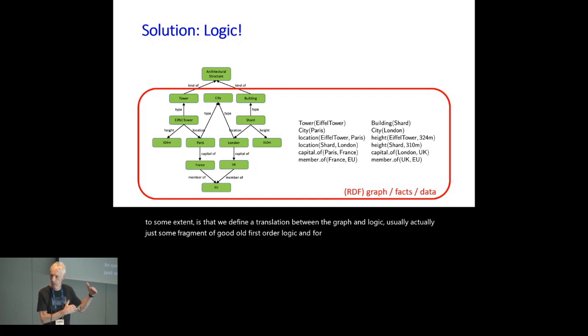And for the data part of the graph, that's really super straightforward. We give a special treatment to this type edge, and we just treat it as a unary predicate. So when I say that the Eiffel Tower is an instance of tower, that just gets translated to this unary fact. And for all the other edges, we just use the labels as a binary predicate, and we take the triple as a binary predicate. So this is what we get by translating all of those things into logic.